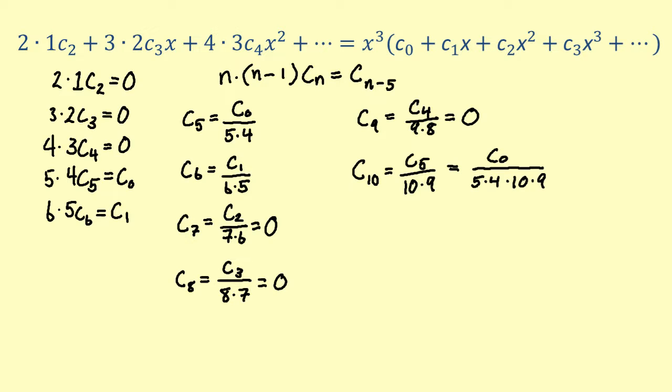For c sub 11, we will get c sub 6 over 11 times 10, which is equal to c sub 1 over 6 times 5 times 11 times 10. If we continue on, we would get a c sub 2 in the numerator, so our next term would be 0, and so on. So each term will either be 0 or contain c sub 0 or c sub 1.